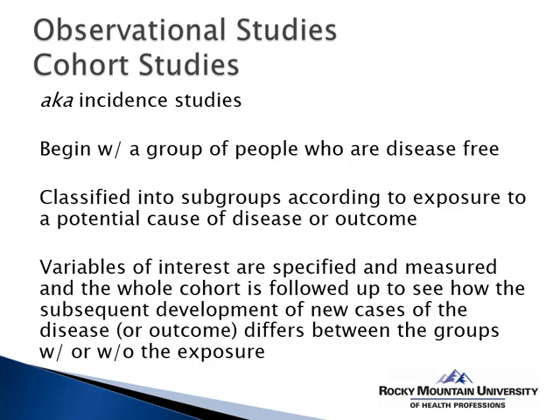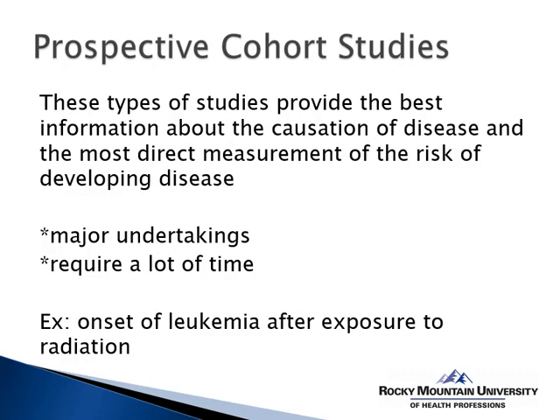Now, the cohort studies, incident studies, these are where we begin with people who are disease-free. And then we're going to classify them or categorize them or discriminate them into one of two groups based upon potential exposures. Prospective cohort studies are a major undertaking of time.